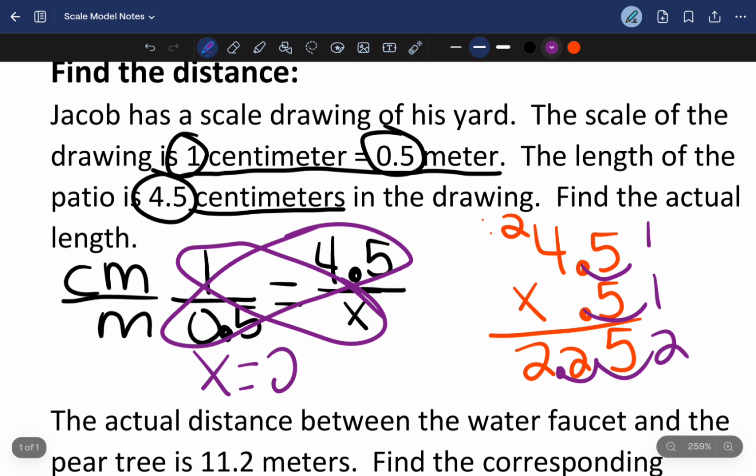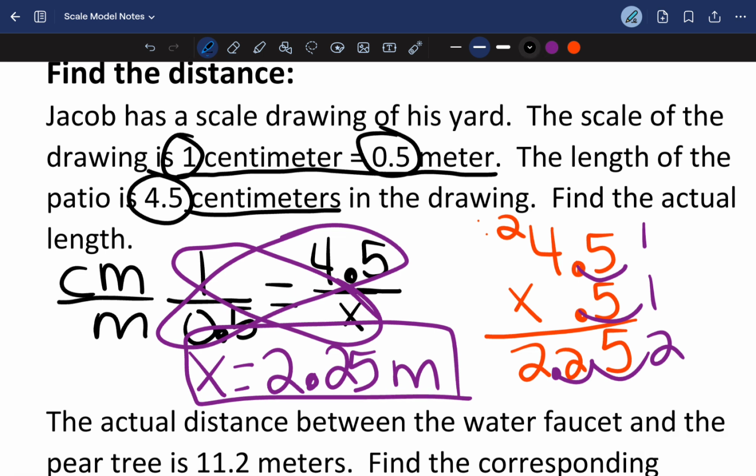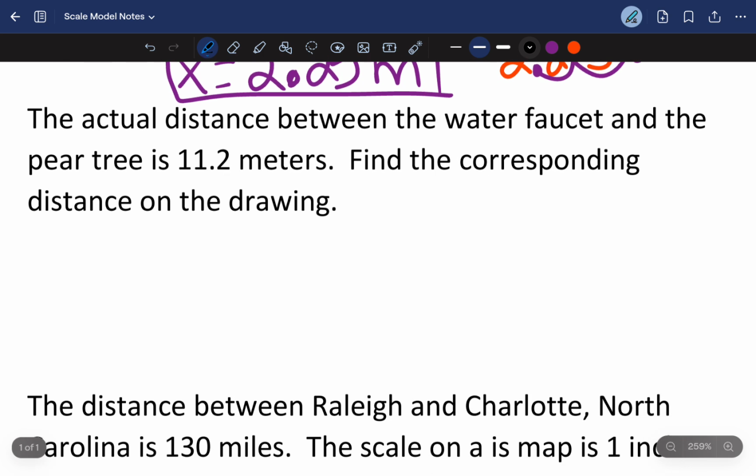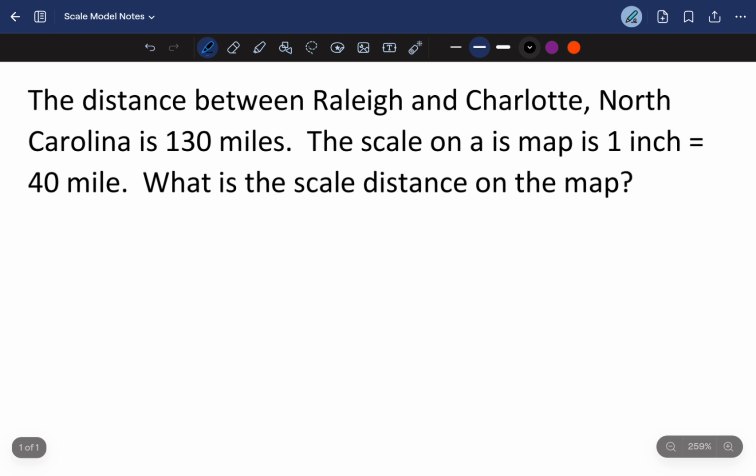And so in this case, x equals 2.25 meters, because that's what I was solving for, was meters. All right, so you can skip this next one right here, I'm not going to do it, so y'all don't have to. But we are going to do this third one down here that talks about the distance between Raleigh and Charlotte, North Carolina. So it says the distance between Raleigh and Charlotte, North Carolina is 130 miles. The scale on the map is 1 inch equals 40 miles. What is the scale distance on the map?